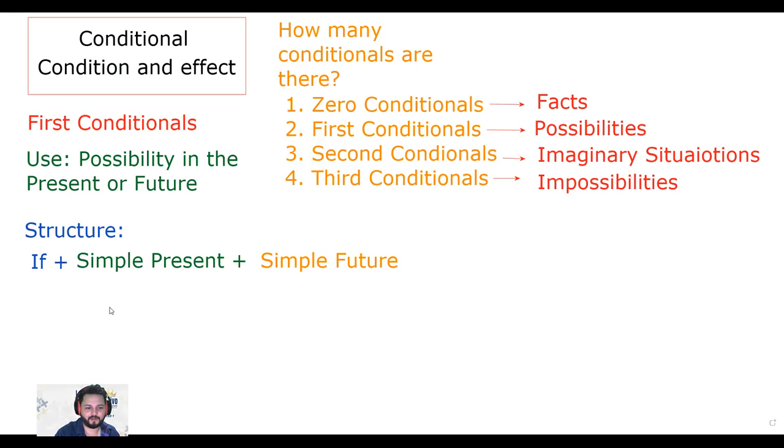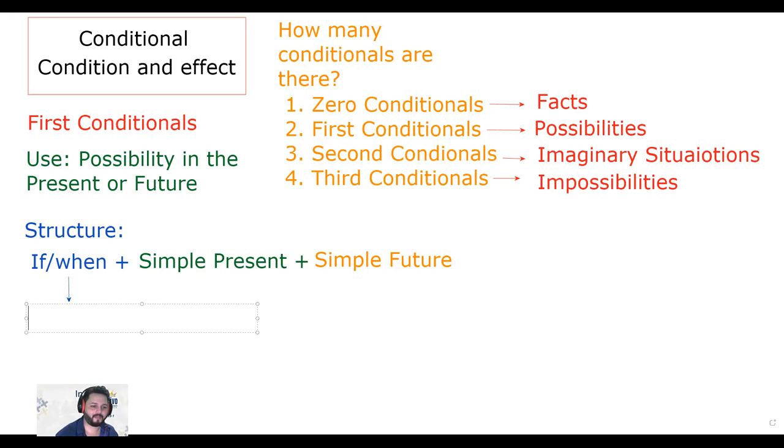You can also, guys, by the way, I forgot something here. You can say if or you can say when. There is a difference, okay? But you can use both of them. You can say if or when, plus simple present plus simple future, all right? So let's take a look at one example here. When I say if or when, that means that I'm gonna say if. Let's work with if right now, okay? So I'm just gonna go with if.